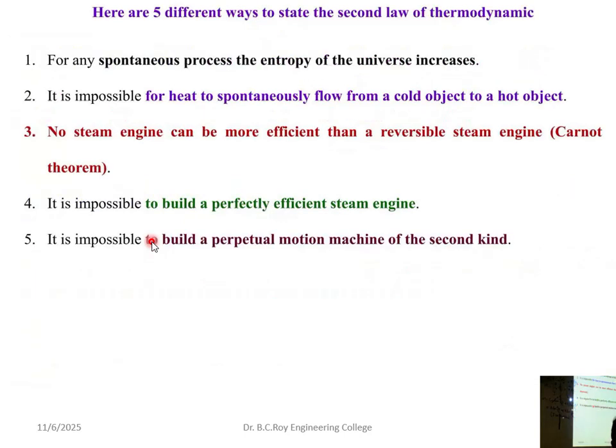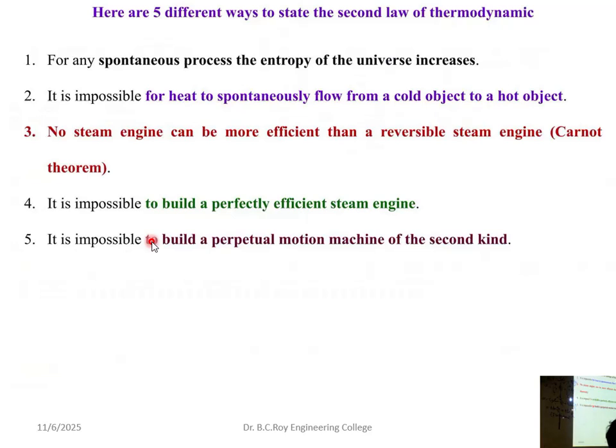Different statements of the second law of thermodynamics. All the laws I have told you earlier. In any spontaneous process, entropy is always rising. It is not constant. Normally we say something is constant, that it is conserved. Here it is not conserved, rather it is always rising. Heat will always flow from a higher temperature to a lower temperature body.